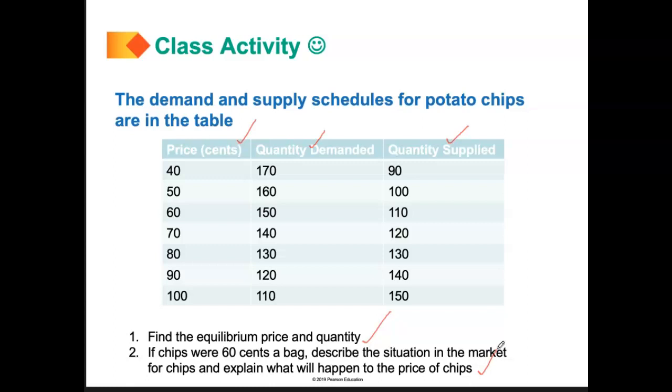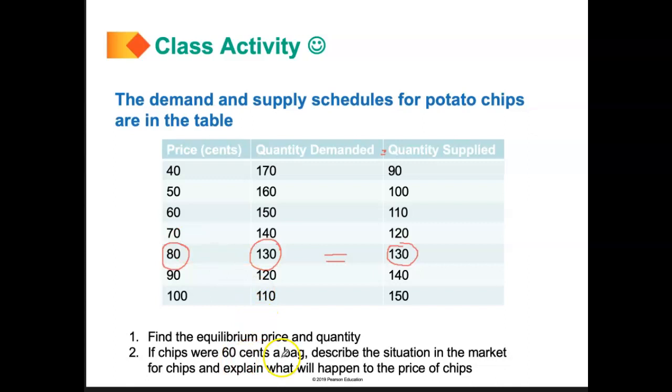Okay, so the answer is to find the equilibrium price and quantity, which is the point where quantity demanded equals quantity supplied. And we have that scenario only over here. So the equilibrium quantity is going to be 130, and the equilibrium price is going to be 80 cents.